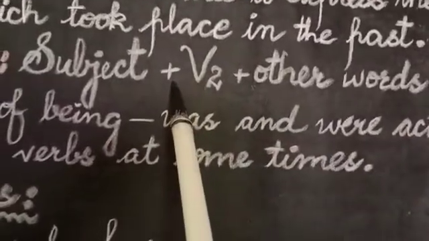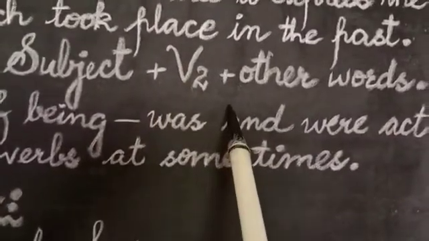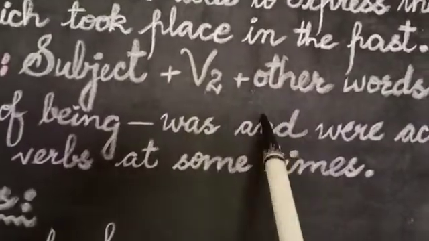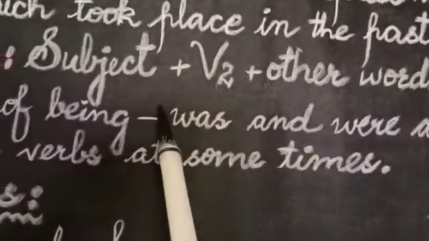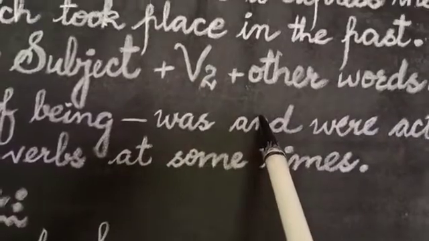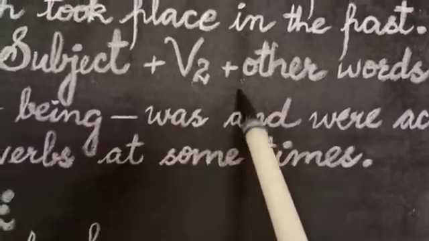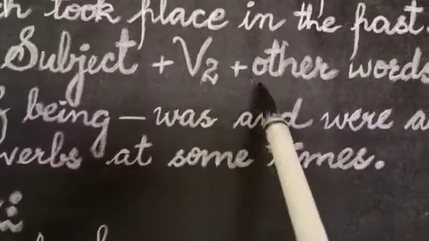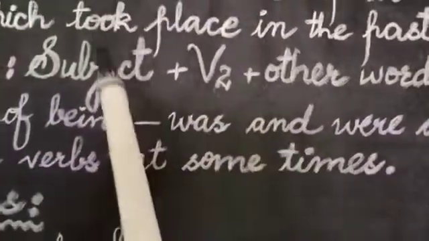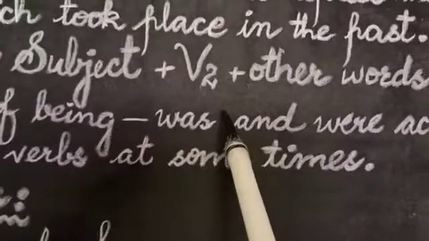Like go is the first form, went is its second form. Drink is first form, drank is second form. Eat is first form, ate is second form. Write is first form, wrote is second form. Jump is first form, jumped is second form. Okay, sing is first form, sang is second form.